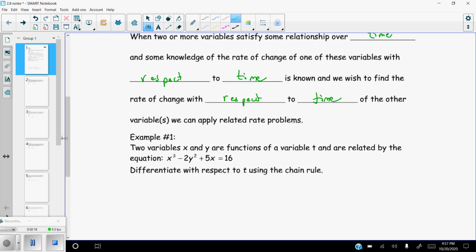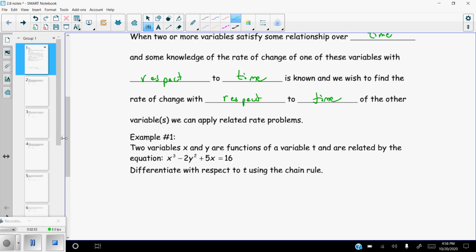So example one, here's the general idea. Two variables, x and y, are functions of a variable t. That means both x and y are dependent upon the variable t. T is now the independent variable. And they're all related by the equation x cubed minus 2y squared plus 5x equals 16. You might look at that and say, wait a minute, there's no t's in there. That's true, there aren't. But it doesn't mean that they aren't changing over time. So x and y here are changing over time, and we want to differentiate with respect to t using the chain rule.